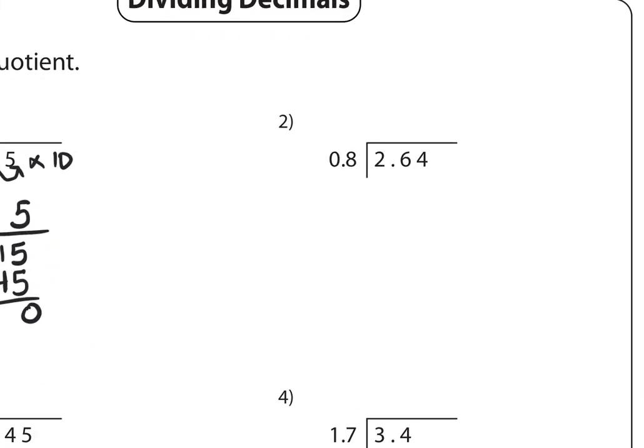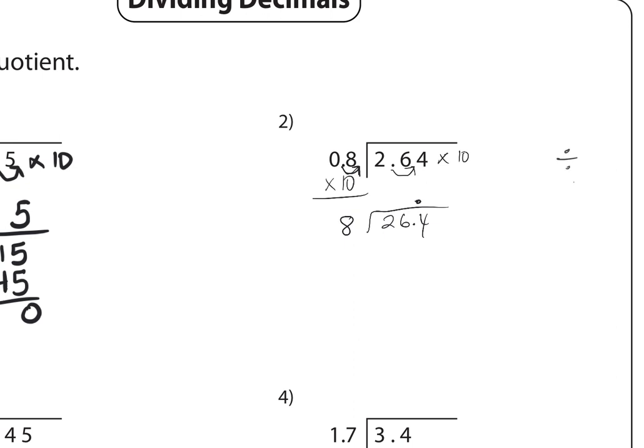Problem number 2. I have a decimal again in my divisor. I need it to move one place right. I'm going to multiply by 10. Then my decimal will move one place right. That gives me 8. I'm going to multiply this number as well by 10. It makes my decimal move one place right. I will wind up with 26 4/10. Take your decimal straight up. And now begin the steps to division.